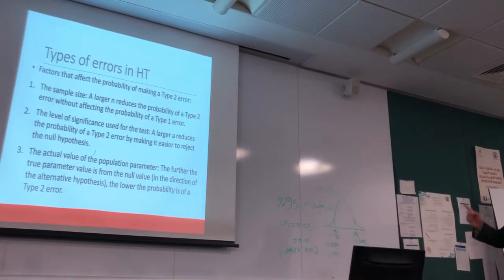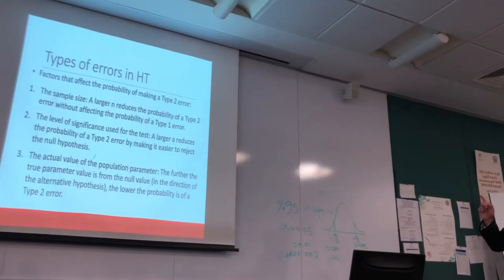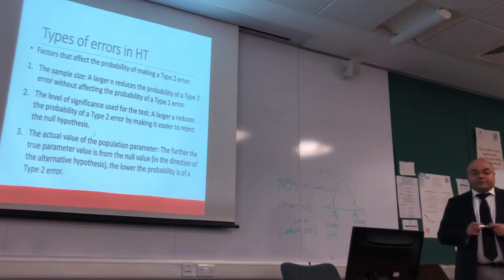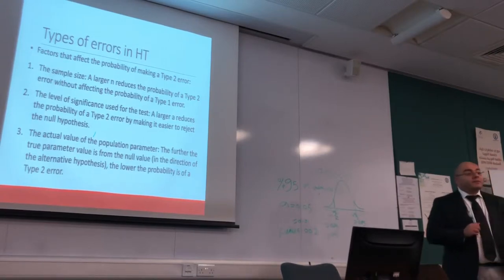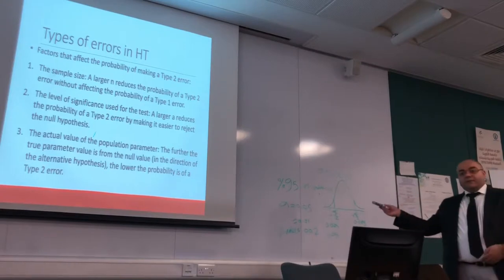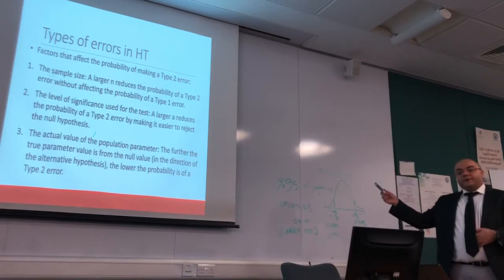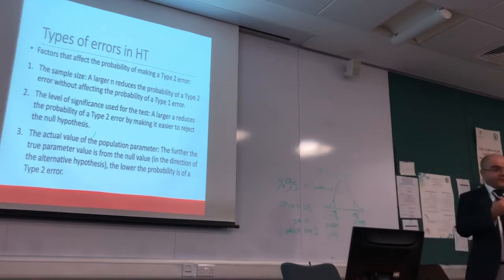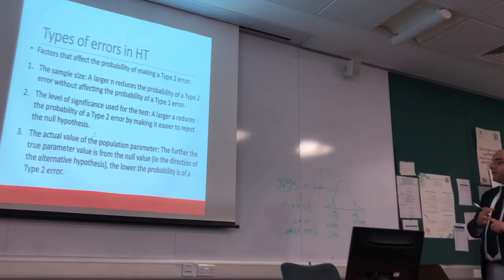The sample size. The larger n, the lower the probability of type 2 error. So, a larger n reduces the probability of type 2 error. So, كل ما أنا sample size مالتي زادت, كل ما زادت power. Level of significance. كلمة أزيد from 90 to 95 to 99 معناته شنو؟ قللت احتمالية أنها يكمل type 2 error. So increasing sample size, increasing level of significance, and the actual value of the population parameter.